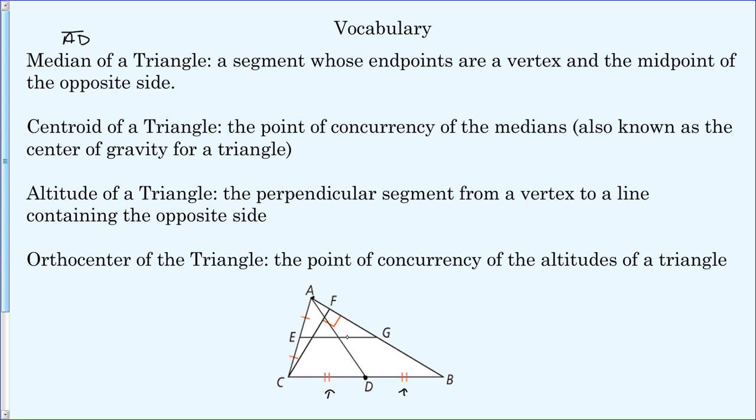Altitude of a triangle. It's the perpendicular segment from a vertex to a line containing the opposite side. The reason it's worded as a line containing the opposite side, I'll get to this more in a few more slides, but if you have an obtuse triangle, your altitude can actually be outside of your triangle. So you'd have to extend the line. I'll show you more about that later.